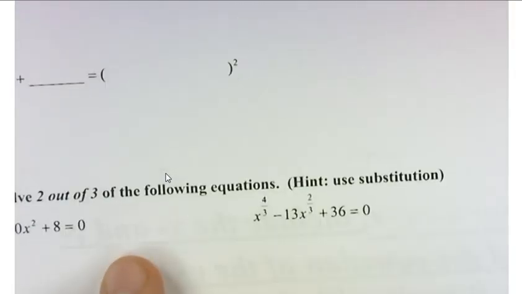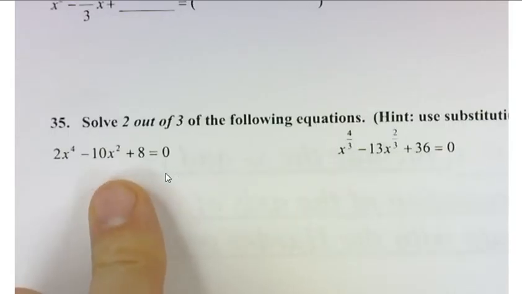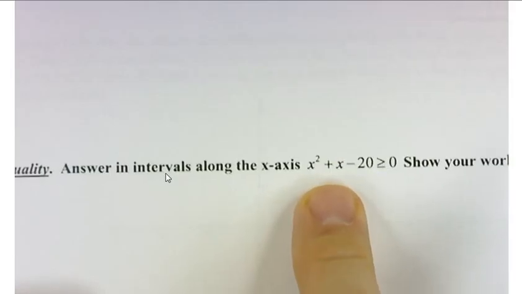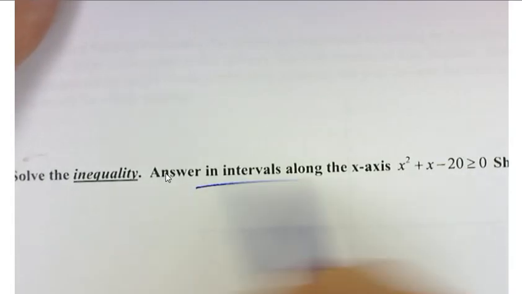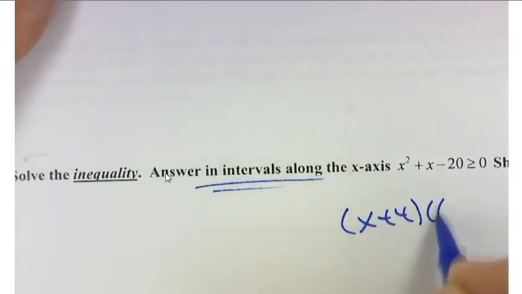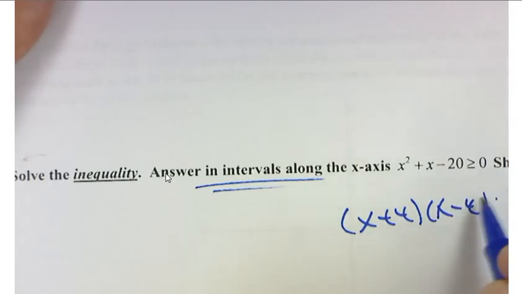I can't recall. Did we do some of these problems like this with substitution, where we did a little u substitution to solve here? I'll have to check into that. But we certainly did problems like this. Polynomial inequalities, rational inequalities, and answer in an interval along the x-axis. So this is the ones where you figure out where this is equal to 0.